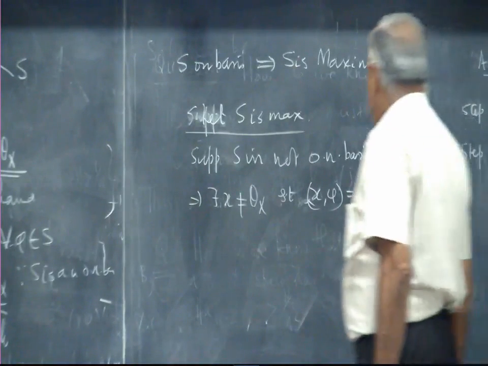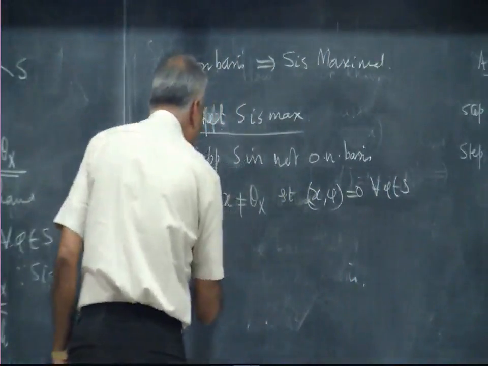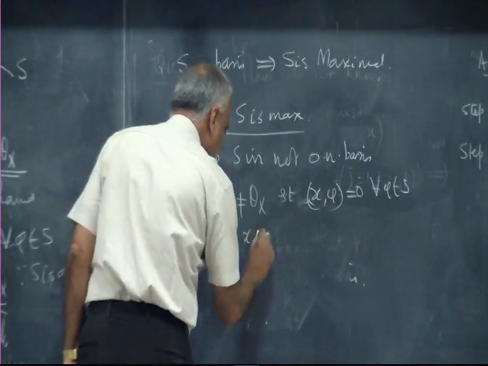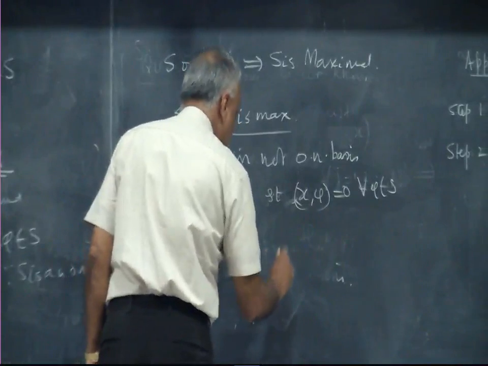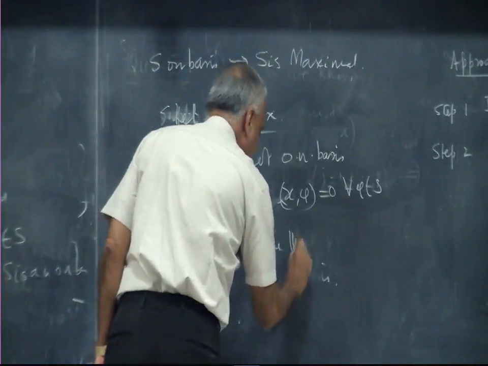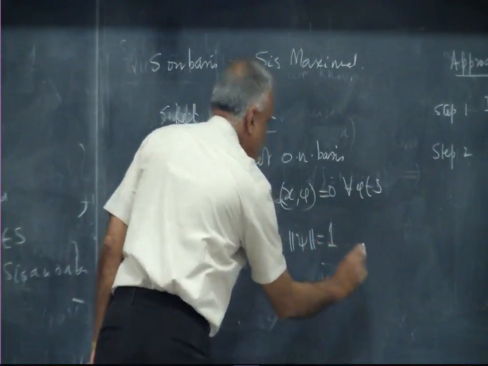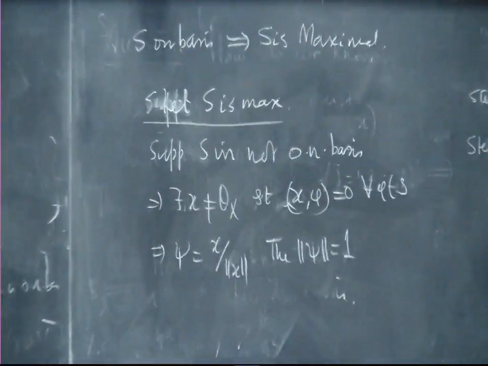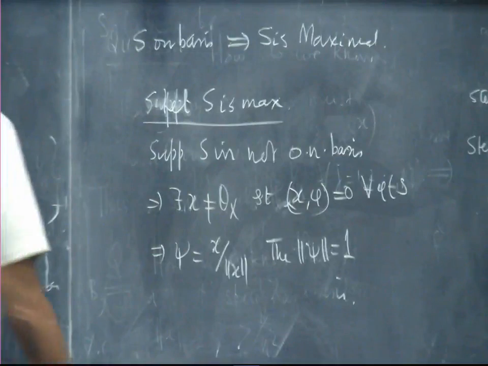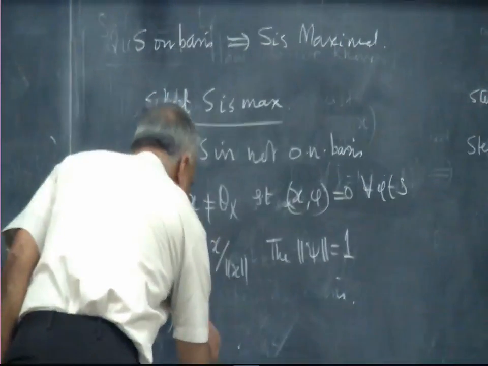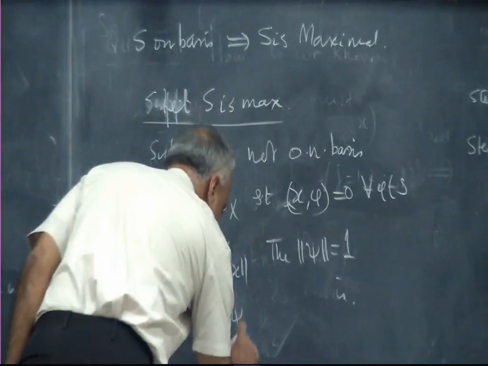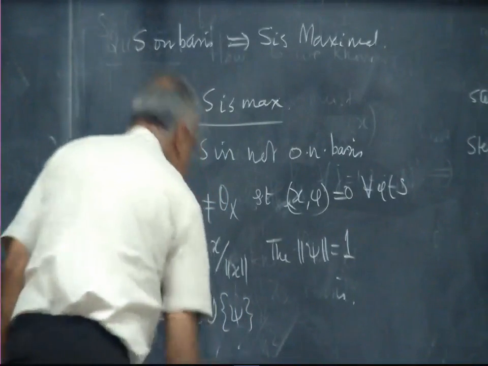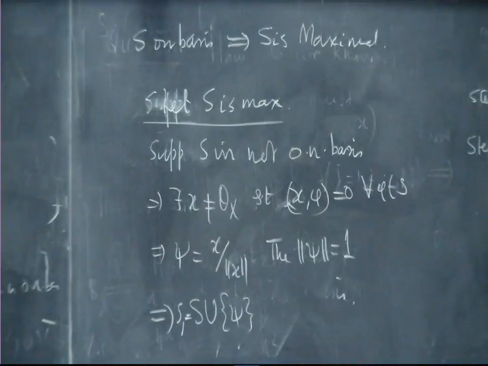And if that is so, we can call psi as x by norm x, then the length of psi is 1. I can divide by the length of x because x is a non-zero vector. So, now if you take S union psi as S1, what can I say about this set?